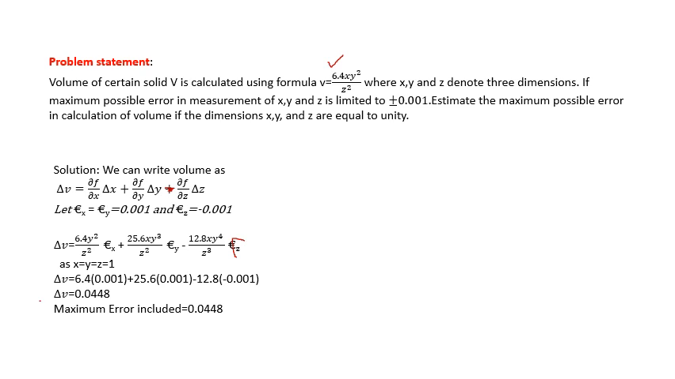You will get delta V is equal to 0.0448. So if you have a measurement error of 0.001 in the measurement of x, y and z, you will have an error of 0.0448 in the measurement of volume. So this is the simple example.